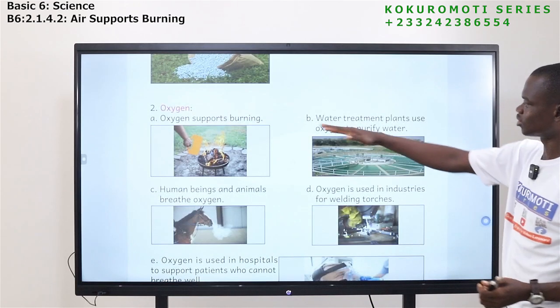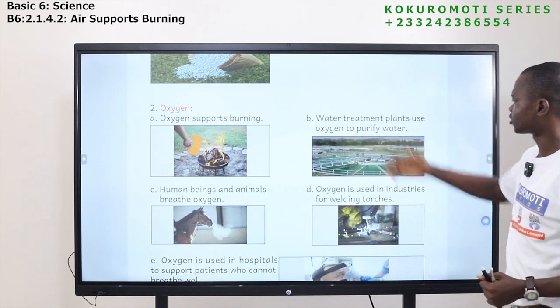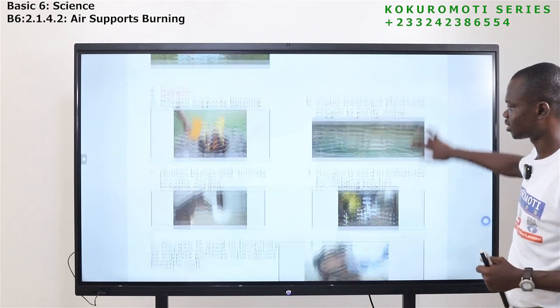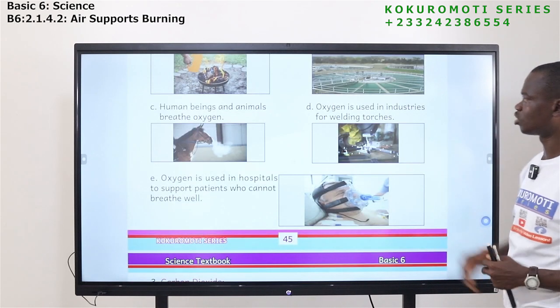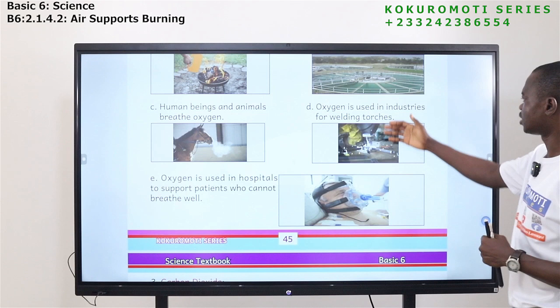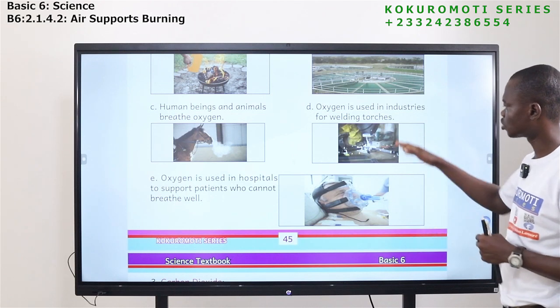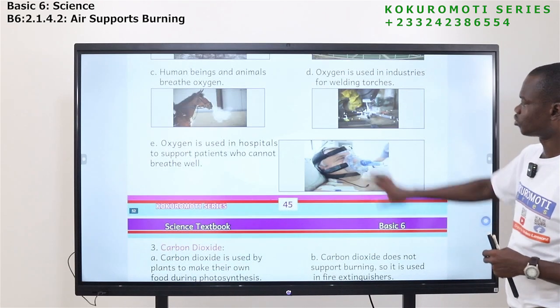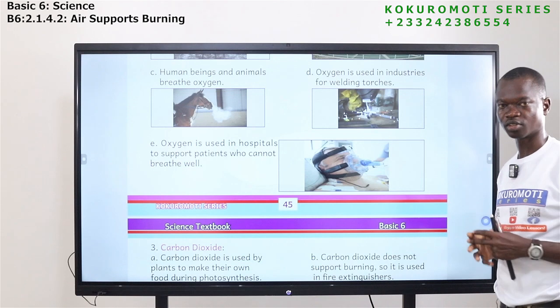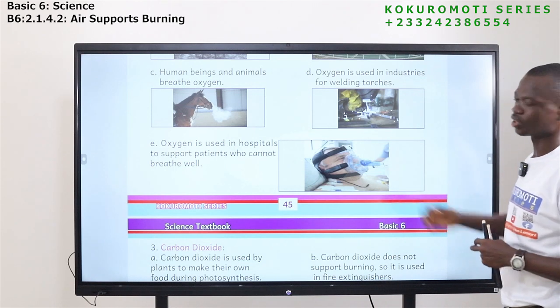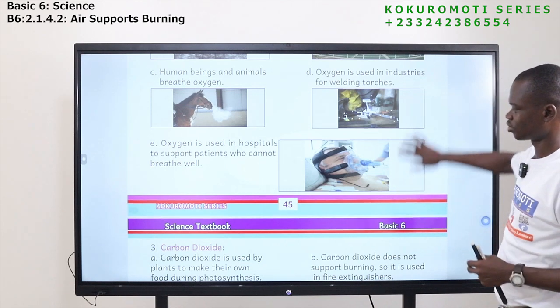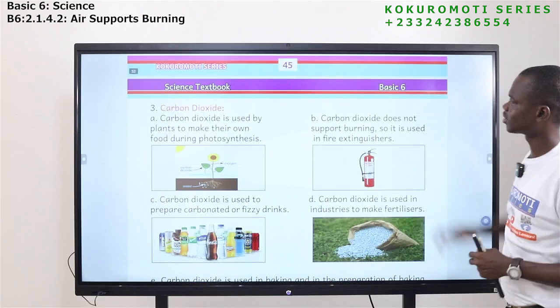We've seen that oxygen is used for burning. The water treatment plants, they use oxygen. Animals, human beings, we all use oxygen to breathe. Here, the welders, they use oxygen. And if you go to the hospital and you find it difficult to breathe, they will give you what? Oxygen. So that is that for oxygen.